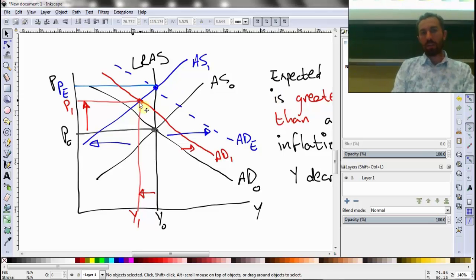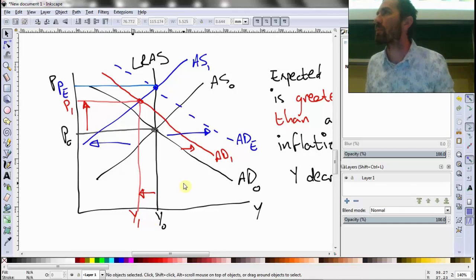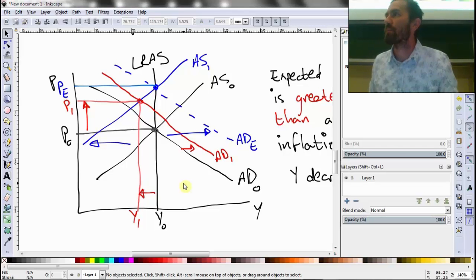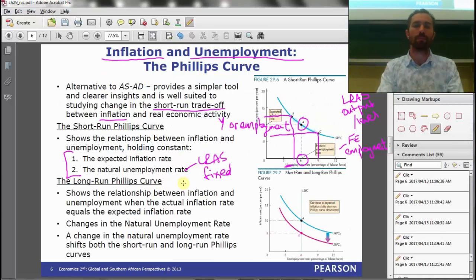That's right. So point C would correspond to a point below full employment. Our output is decreasing. It would suggest, yes, we'd be associated with something like a recession. Right? Because our output is lower than our full employment level, or it's decreasing.